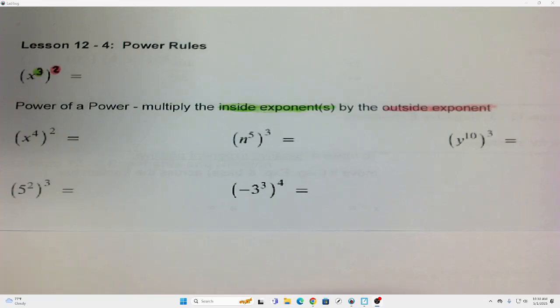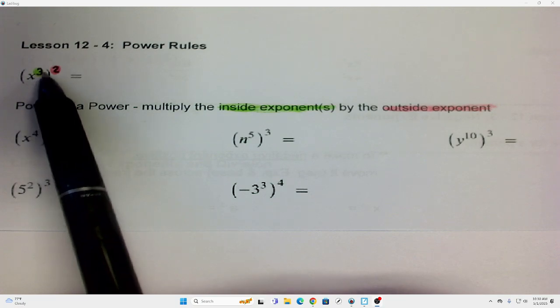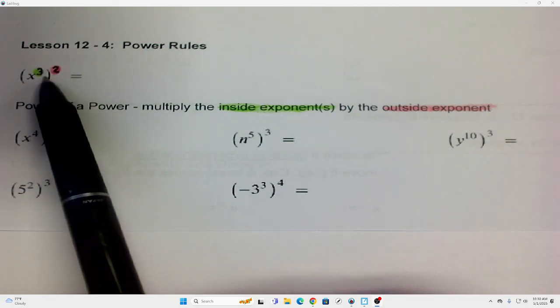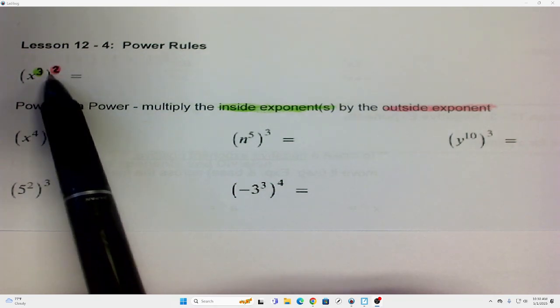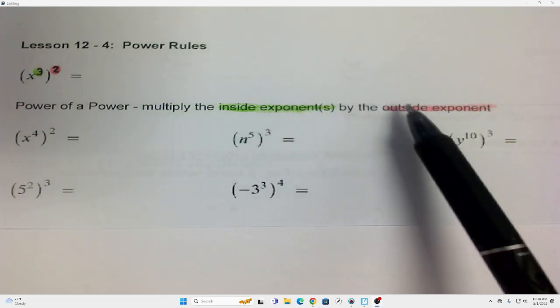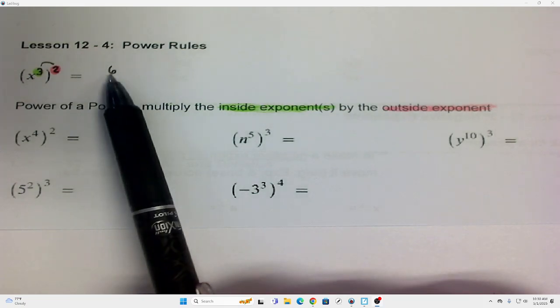How do we do the power rules? Where you have parentheses with exponents inside the parentheses and exponents outside the parentheses. And we're talking about an outside exponent that's right against the parentheses. There's no base here. It's just attached to the parentheses. You take the inside exponent and you multiply it by the outside exponent. That gets you your brand new exponent.